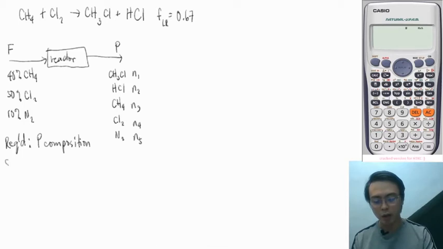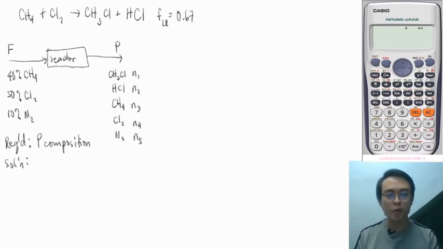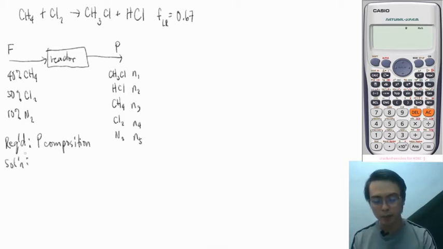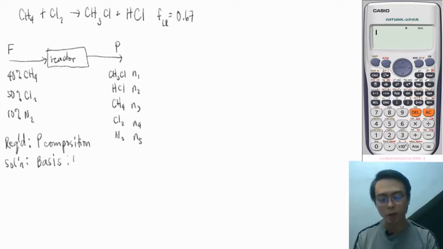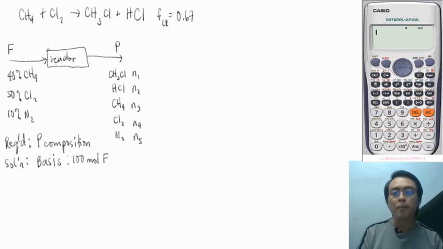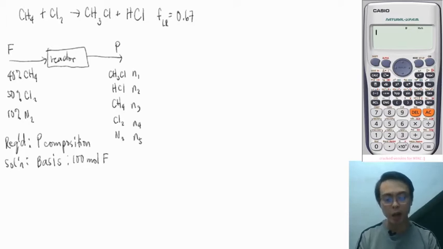And then let's start the solution. So first, of course, we set our basis. The basis here is quite obvious. You're given the composition of the feed. This is a gaseous mixture, and it was stated that it's in percent by mole. So our basis is 100 moles of the feed. And coming from that basis, we can now directly solve for the composition of P using the species balance.